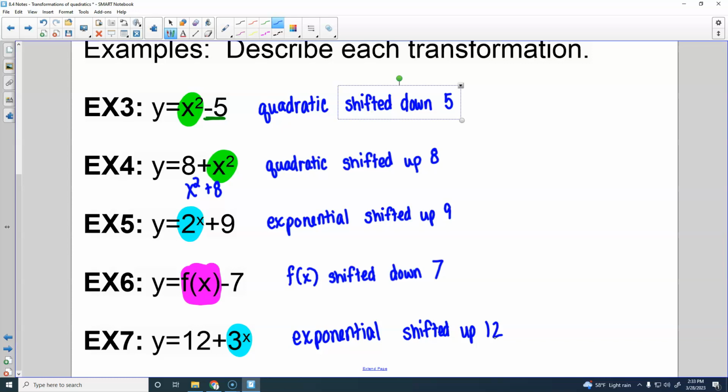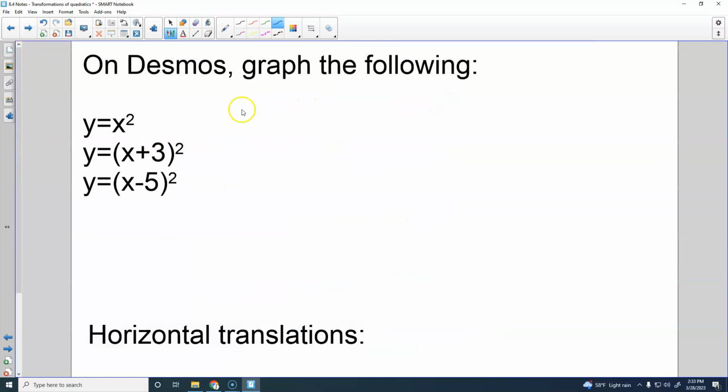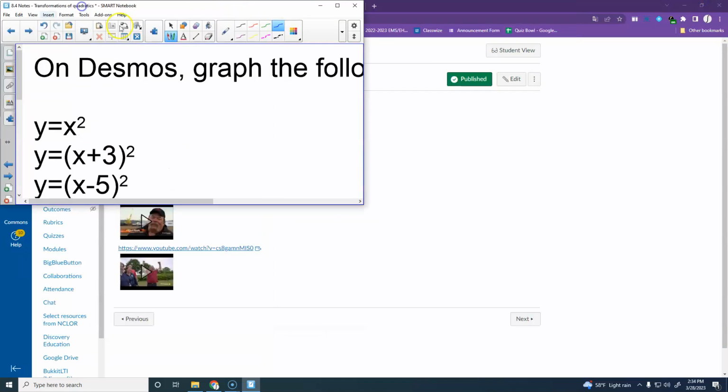Okay, questions? All right, now, up and down are not the only directions we're going to be concerned with. All right, so I think I'll just graph these on Desmos for us.